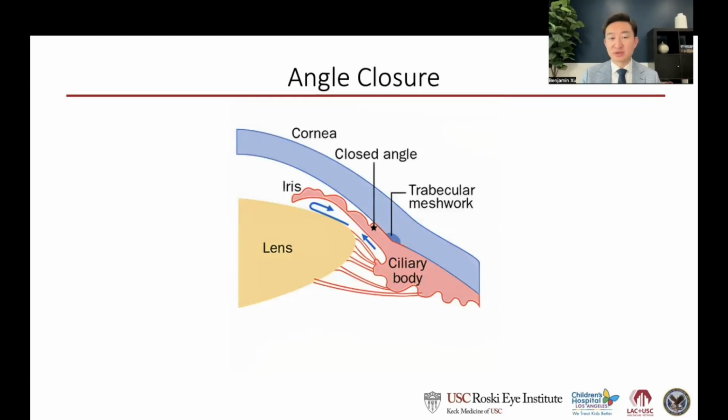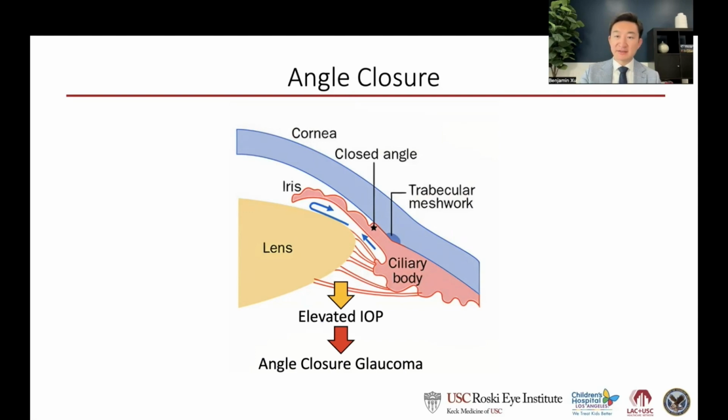In angle closure, there is contact between the peripheral iris and the trabecular meshwork. This contact impedes the normal outflow of aqueous from the eye, and when angle closure is severe, it could lead to elevated intraocular pressure and angle closure glaucoma.